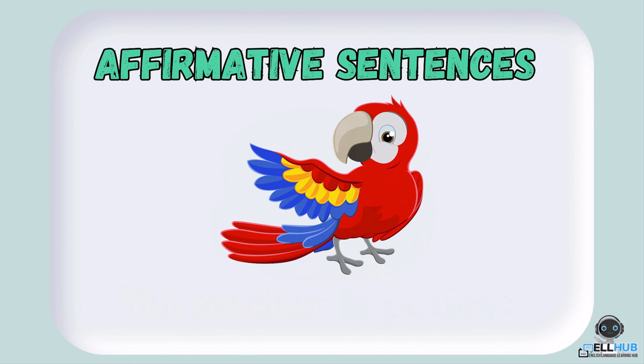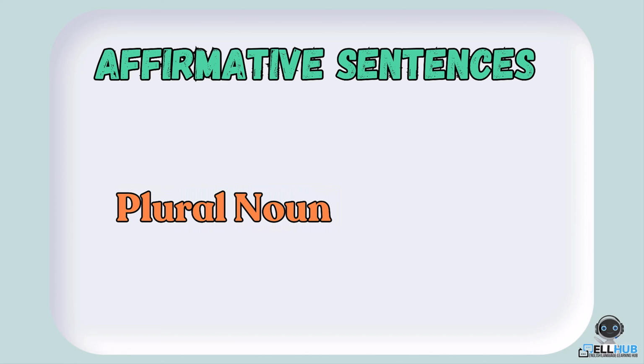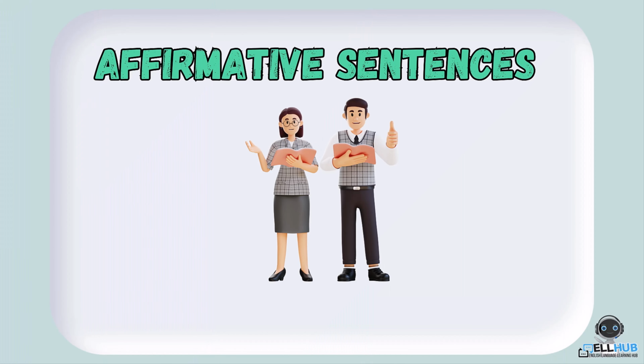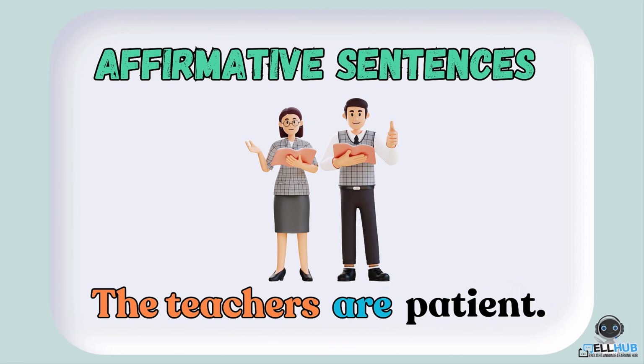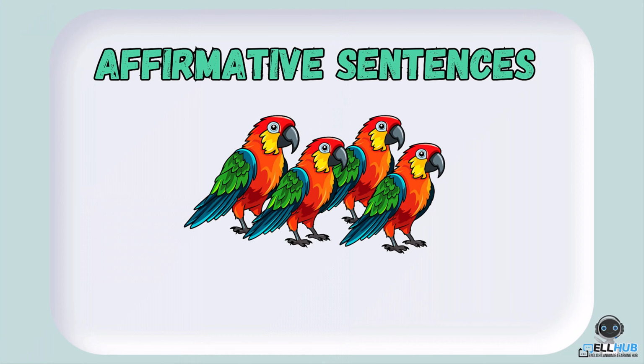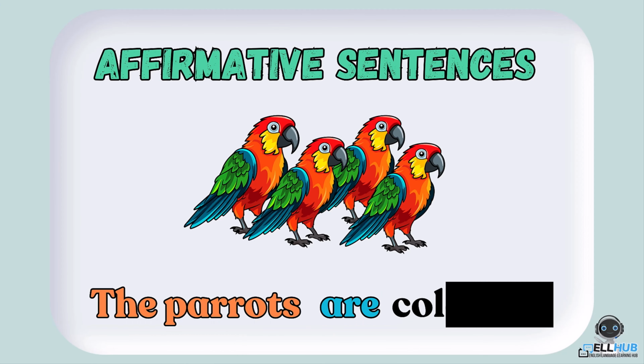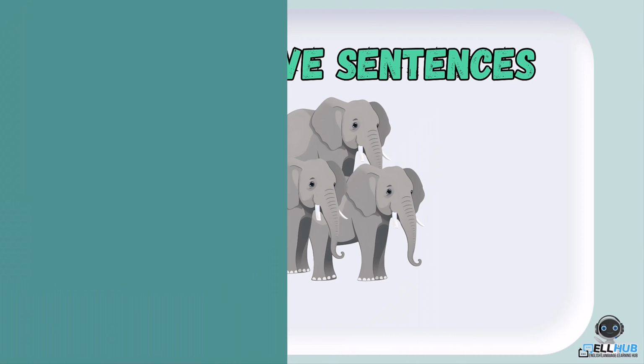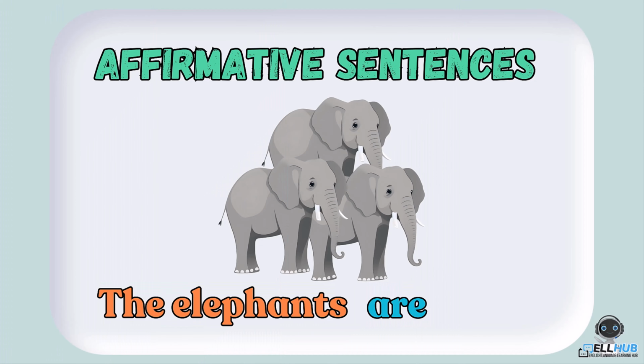When we're talking about more than one person, animal, or thing, we use are with plural nouns. For instance, the teachers are patient. The parrots are colorful. The elephants are large.